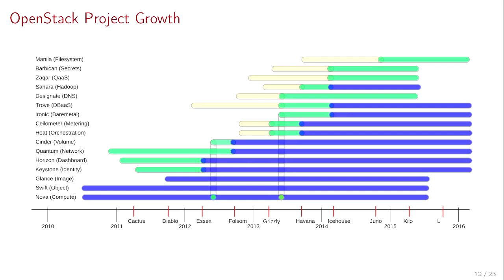And the QA team wasn't really growing that much, but OpenStack was. And OpenStack was also having growing pains related to the amount of projects that were coming in.